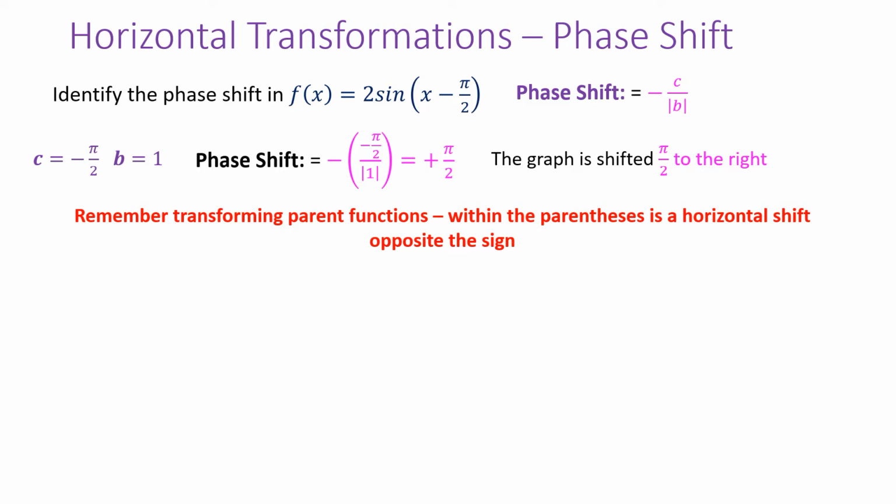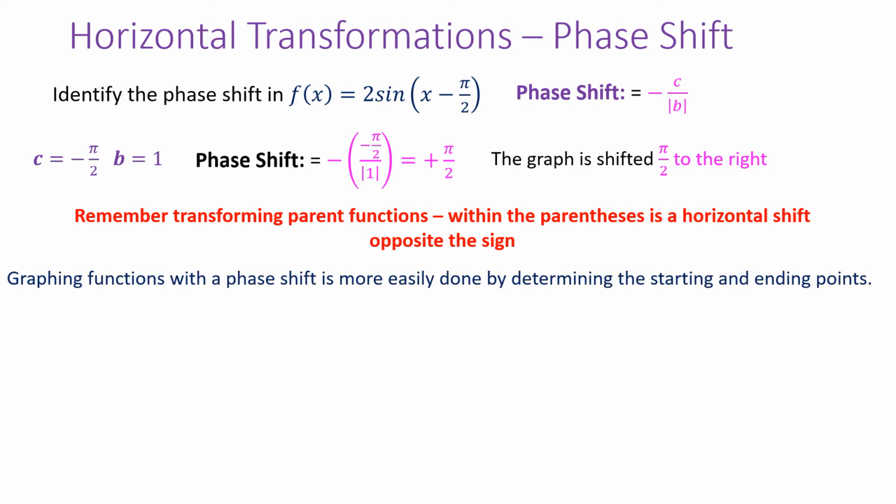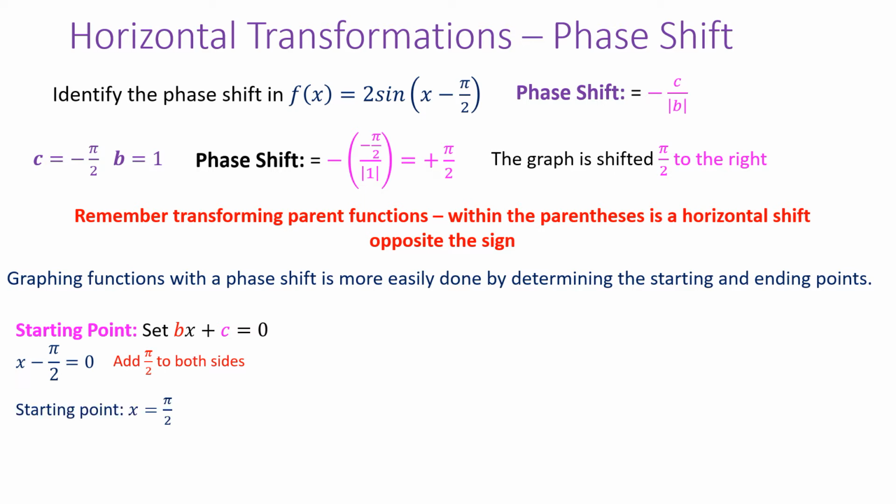When we graph functions with a phase shift, it is more easily done by saying, what is my new starting point? What is my new ending point? Even before you find this pi over 2 if you want. Let's find our new starting point. Take the inside of the parentheses and set it equal to 0. You're going to set everything inside the parentheses equal to 0. So x minus pi over 2 equals 0. Now we solve for x. And how do we do that? We add pi over 2 to both sides. We get x equals pi over 2.